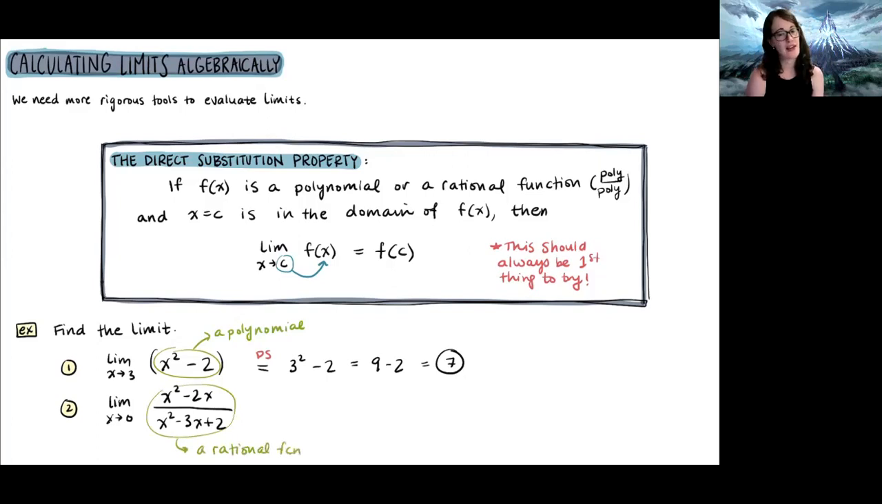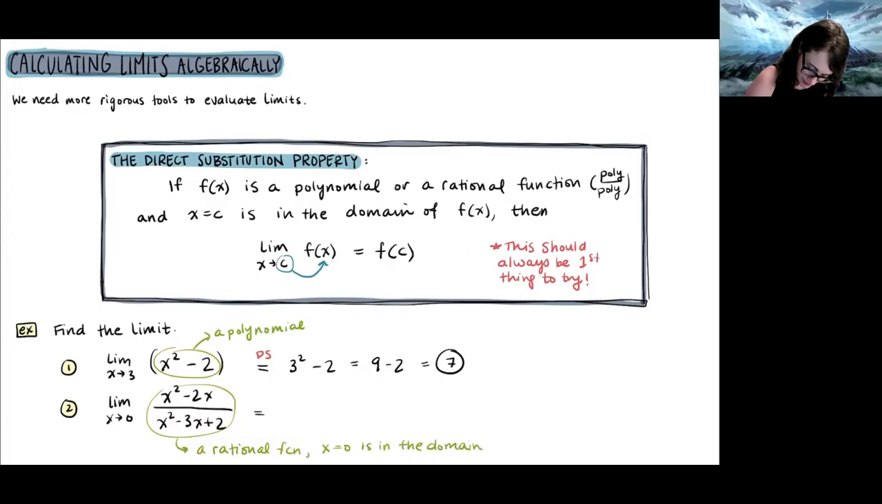Now it remains to be seen if x equals 0, because that's what we're approaching, is in the domain of this function, but I think we can kind of just look and see, okay, if I plug a 0 in down here, we're not going to get a 0 on the bottom. And that is how we exclude numbers from the domain of something that has a denominator, right? So I think 0 is going to be okay. So we'll say a rational function, x equals 0, is in the domain. So in other words, we can just plug in 0.